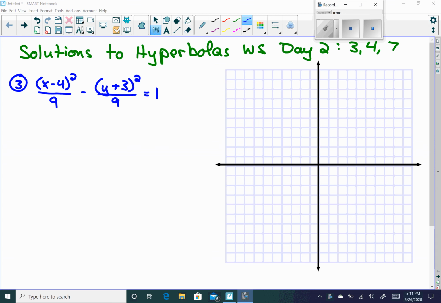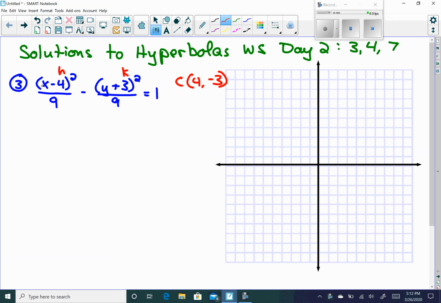Okay, guys, so here are the solutions to yesterday's assignment, Hyperbolas worksheet 3, 4, and 7. So taking a look at number 3, it's already in HK form. So in order to identify the center, notice again with whatever is with X, this is our H, this is our K. So our center is going to be the opposite because the minus sign is already there. So it's going to be 4, -3. So the center for number 3 is 4, -3.